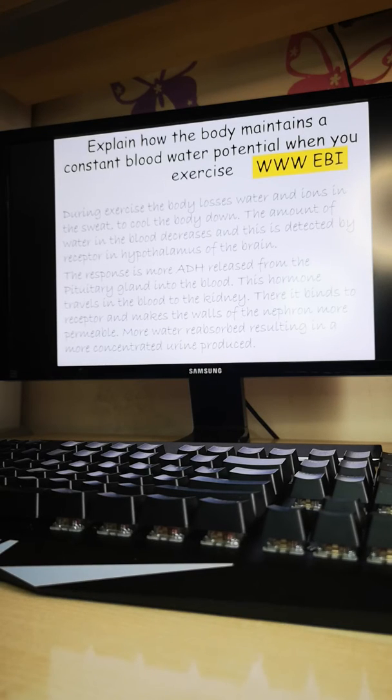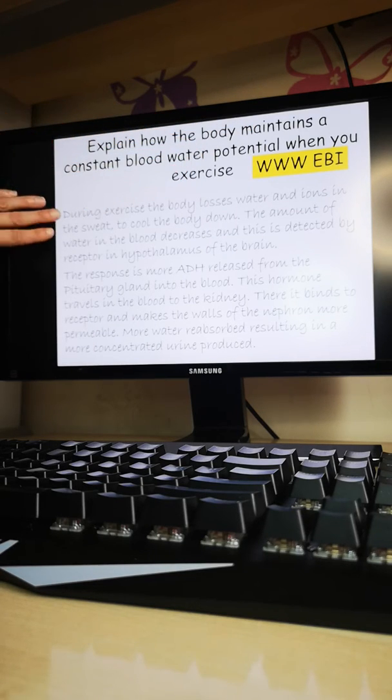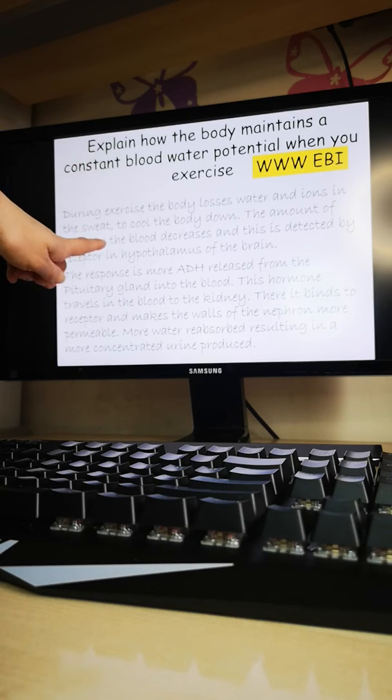So there would be a linking mark point sometimes. So with this question, explain how the body maintains a constant blood water potential when you exercise, there would be a linking mark point for what would be changing. So your first mark point would be during exercise, in sweat, we lose water. This will cause, but you should really write about water potential.